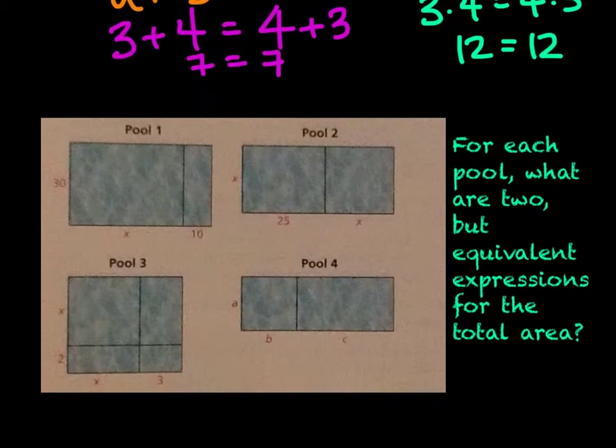So to start out with, we have some drawings. We're used to drawing so far. We've been looking at a lot of drawings in the last couple of days. So we have some pools, 4 of them to be exact, and for each, what are 2 different but equivalent expressions to explain the total area. So this should say 2 different but equivalent expressions for the total area.